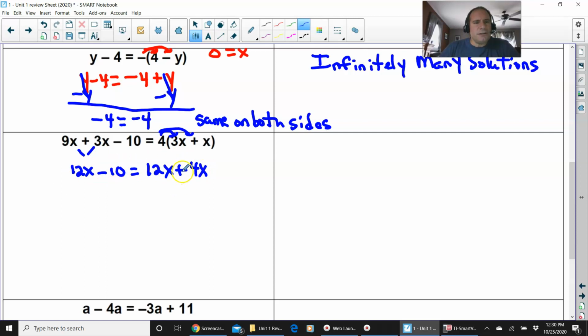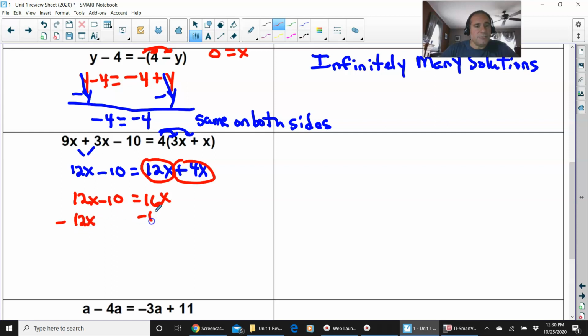Well, we have 2 terms on each side, but there are like terms over here. And remember, don't do anything unless you get those like terms combined. So I'm going to just bring down the 12x minus 10. And I'm going to do 12x minus 12x plus 4x, and that is 16x. I have x's on both sides, so I have to get those x's together. Minus 12x on both sides. I have to have x on one side of the equation. So I have negative 10 equals 4x.